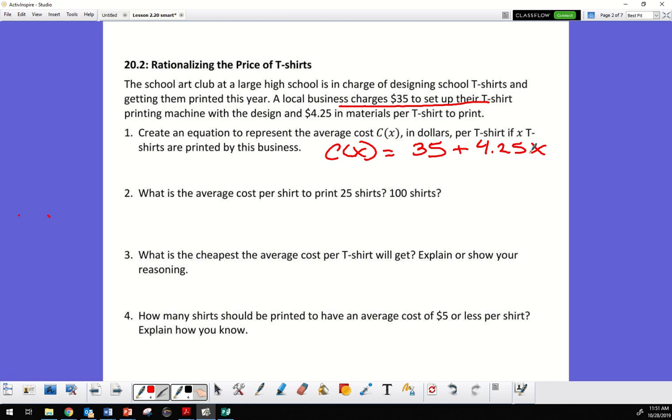The average cost. So this is just going to be the cost of the shirts, right? So that's the cost of the shirts. Now, it depends on how many I order. So what would I put this over? X. Because I'm going to divide that by how many shirts I order. So it's the cost divided by how many I'm getting.